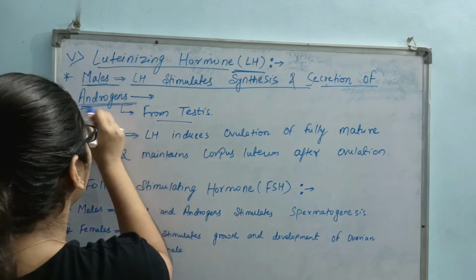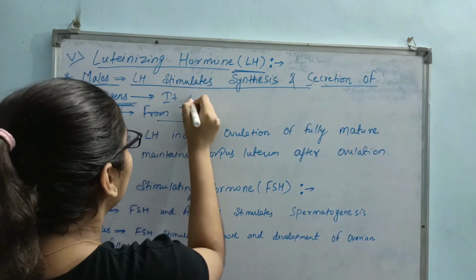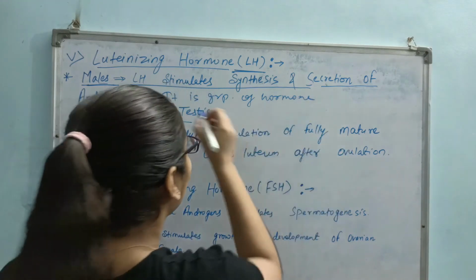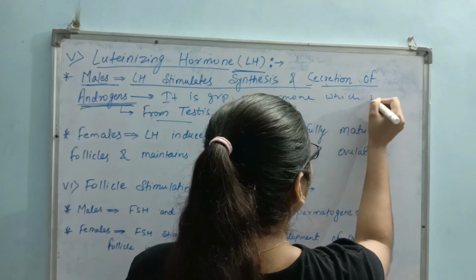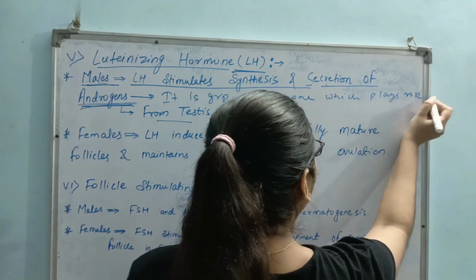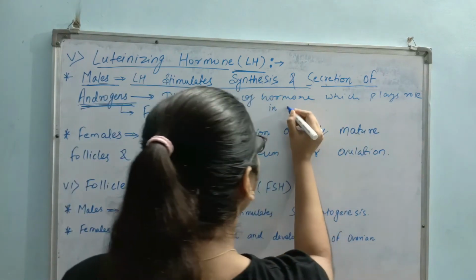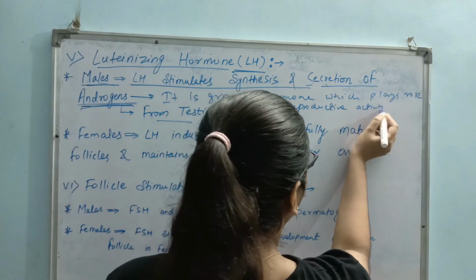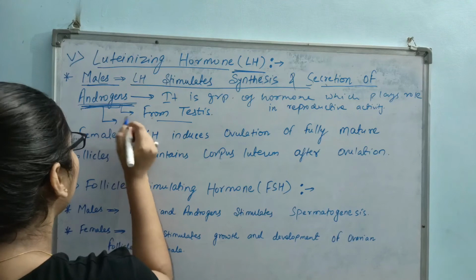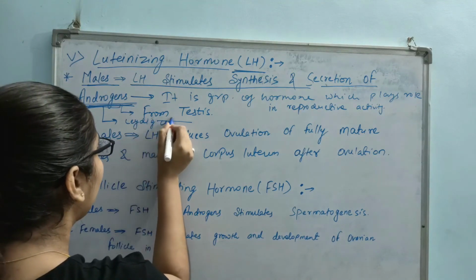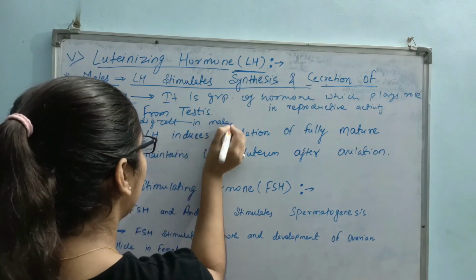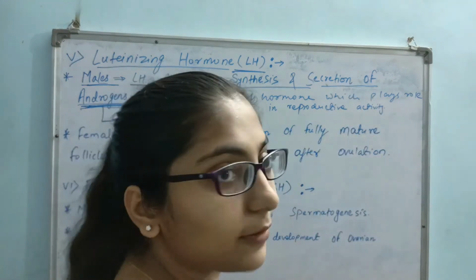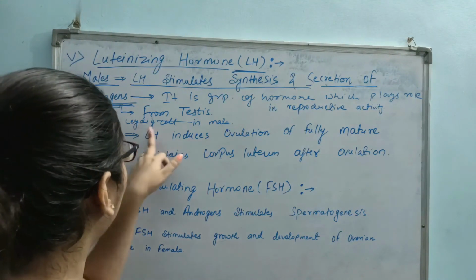Now what is an androgen? It is a group of hormones which plays a role in reproductive activity. Also it is secreted from Leydig cells in males.